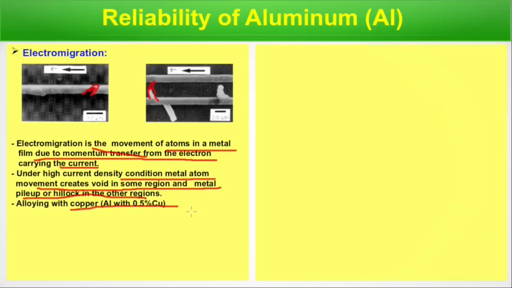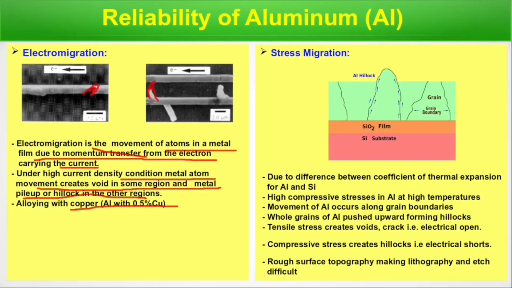Another point is stress migration. In stress migration, hillocks and voids happen due to the difference between the coefficients of thermal expansion of aluminum and silicon. It's a system: silicon, then silicon dioxide, aluminum. Even after the first layer of aluminum is deposited, many more layers will be formed, and their processing steps mean more thermal cycles. So, while it is already present there, more thermal cycles are happening.